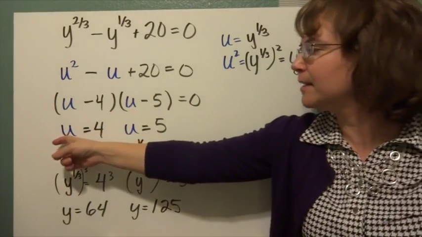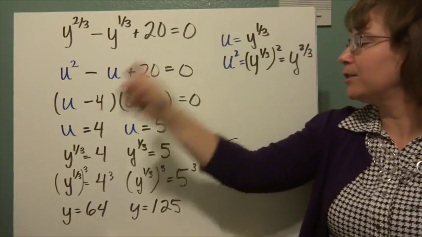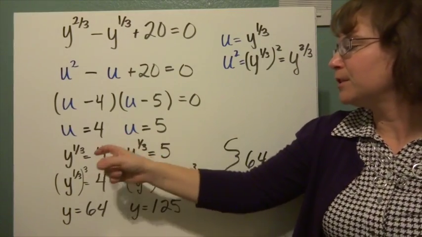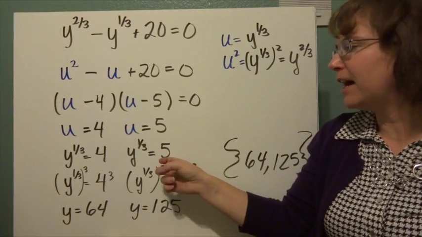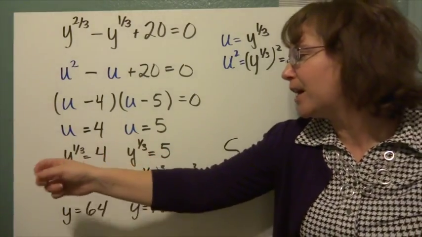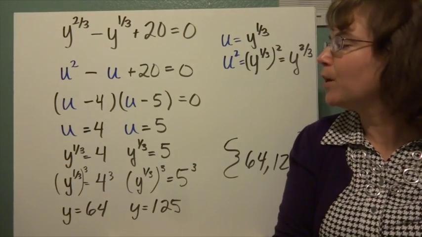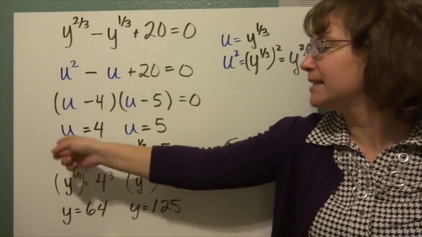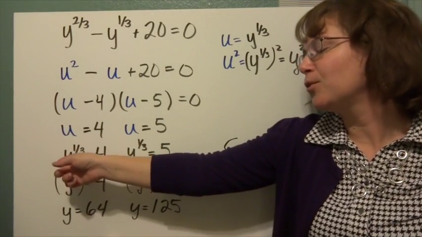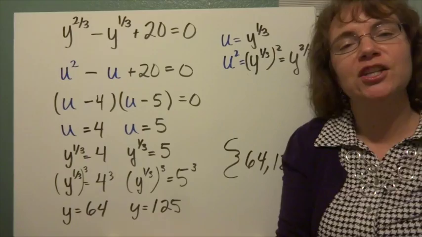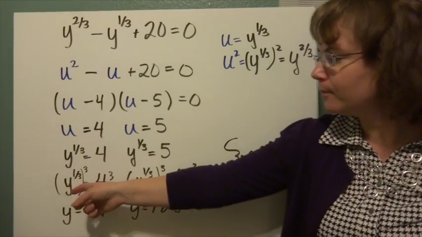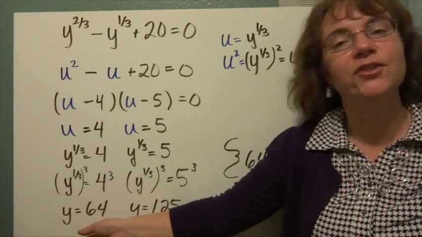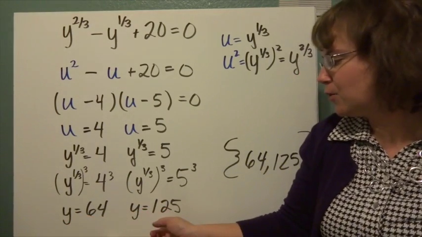And then I can go ahead and substitute my y to the 1/3 power back in for u. y to the 1/3 equals 4 and y to the 1/3 equals 5. And I don't want to know what y to the 1/3 is. I want to know what y is. So I'm going to go ahead and cube both sides because that will undo my y to the 1/3 power. When I multiply through, I'll just get y to the first power. So I cube both sides, and I have y is equal to 64 and y is equal to 125.